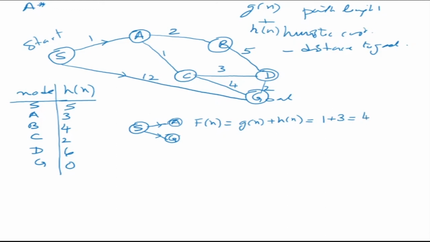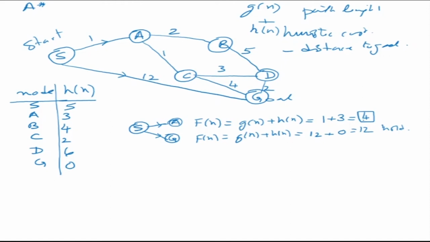Now S to G, what is Fn? It is Gn plus Hn, which is equal to, what is the path length? It is 12. And the Hn, the heuristic, is 0. So this is 12. Now out of these two, which one is smaller? 4 is smaller. So I box it. As in the previous case, I make a box and I keep this on hold. That means the next node that I have to search is A, not G. Why? Because the cost of A is less.